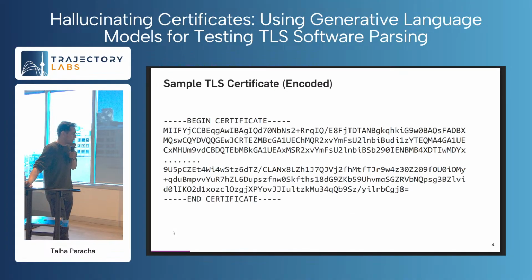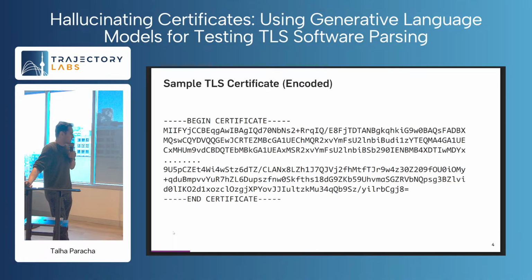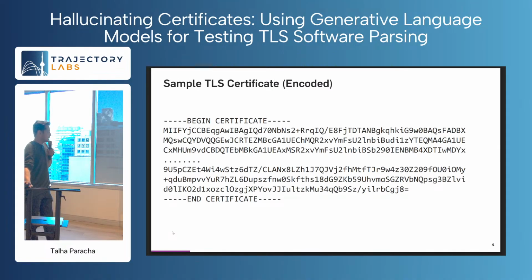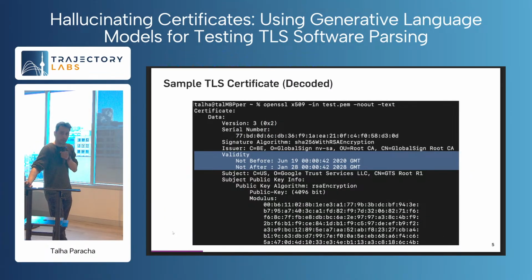So that sounds straightforward, right? If you receive a certificate chain, you just need to validate the signature and extract the key material. Let's take a closer look at one of these certificates. These certificates are typically encoded in a format called PEM, which is base 64 encoded. And if I decode them, we can notice that there's a lot more complexity to these certificates.